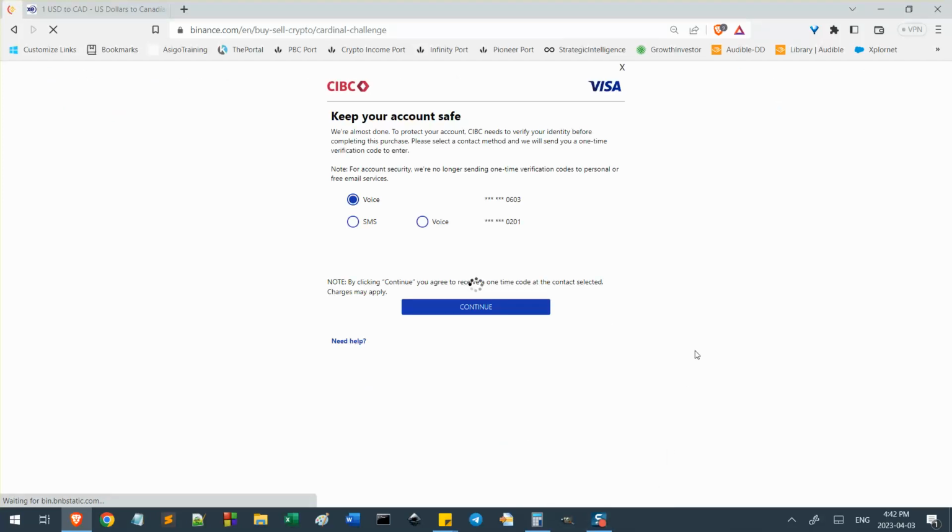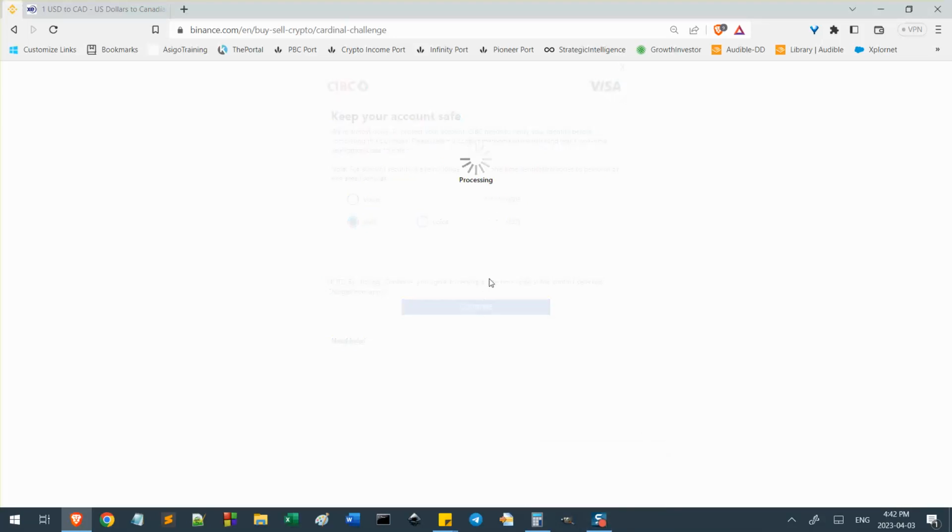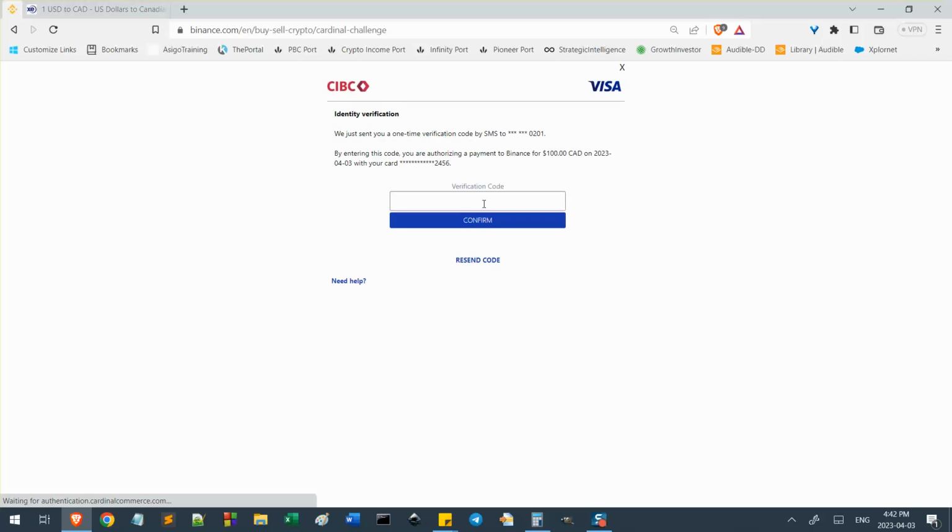Okay, but we're not out of the woods yet, right? Because the transaction has to actually complete, so you have to get to the page where it says it's confirmed. I'm just saying send me a text message. This is my bank doing this though, not Binance.